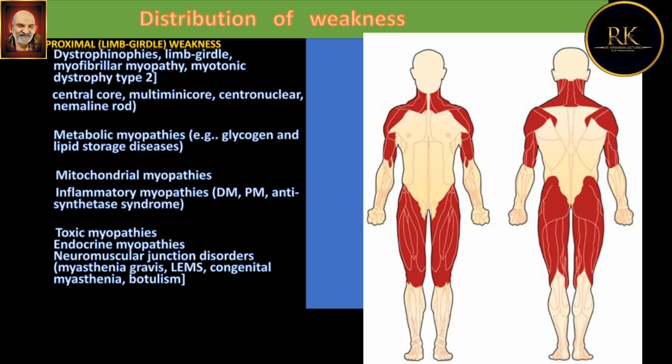Metabolic myopathies in the form of glycogen and lipid storage disorders, mitochondrial myopathies, inflammatory myopathies in the form of dermatomyositis, polymyositis, and anti-synthetase syndrome, toxic myopathies, endocrine myopathies, and neuromuscular junction disorders also present with proximal muscle weakness. These neuromuscular junction disorders include myasthenia gravis, Lambert-Eaton myasthenic syndrome, congenital myasthenia, and botulism.